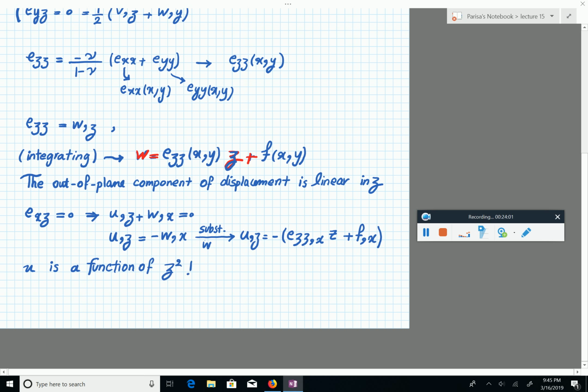If we follow the same procedure for Eyz, we find that we can make a similar statement for v.